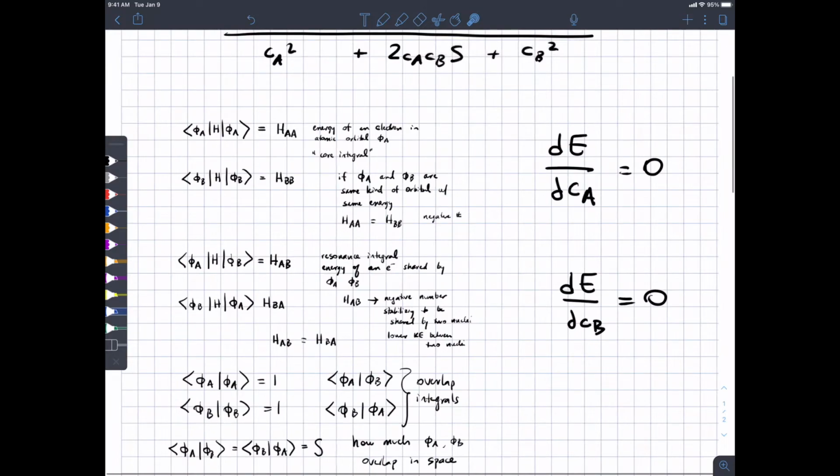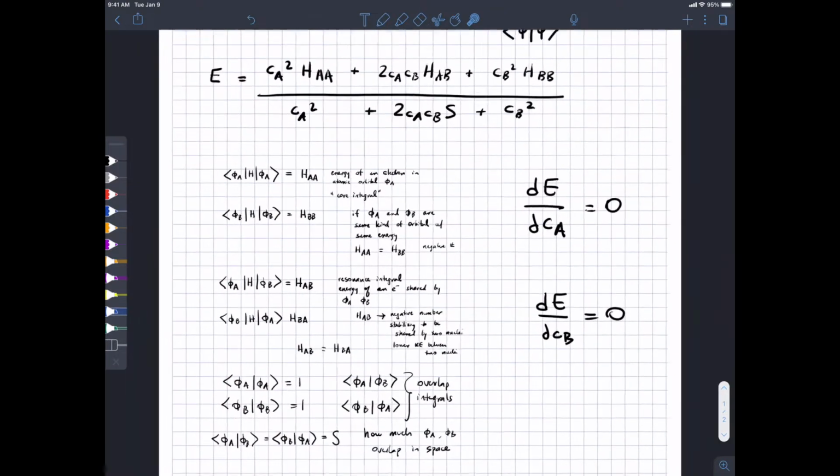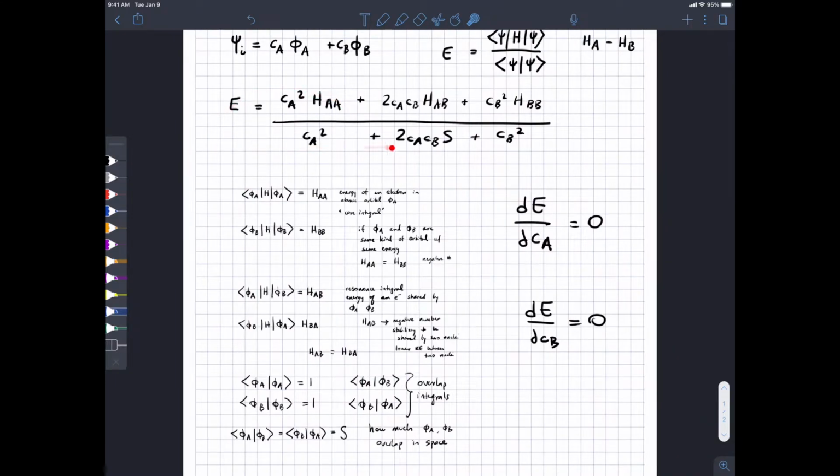Finally, S is the overlap integral. This is what you get when you multiply phi A by phi B and then integrate. And this describes literally how much phi A and phi B overlap in space. So if the bond is shorter, you'd think the overlap would be higher, and so on. Of course, phi A times phi A integrated over all space should be equal to 1. So with all of that in mind, we expand that out and get this messy equation.